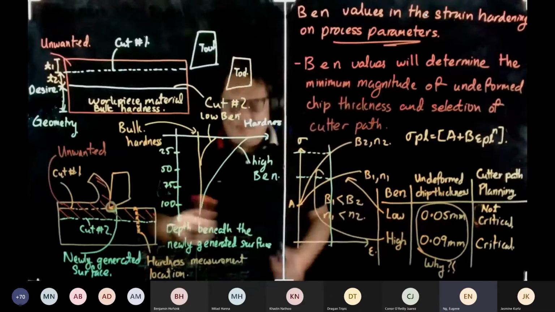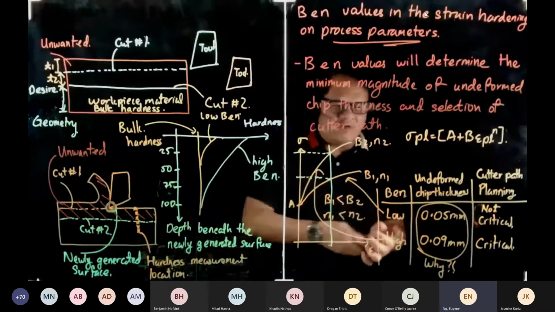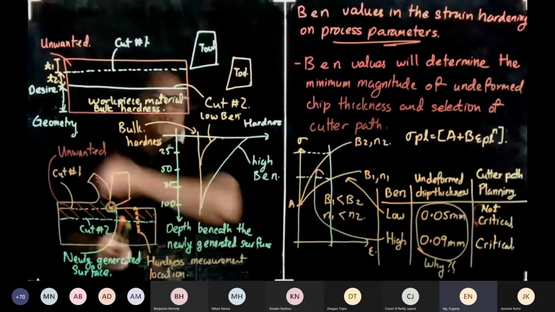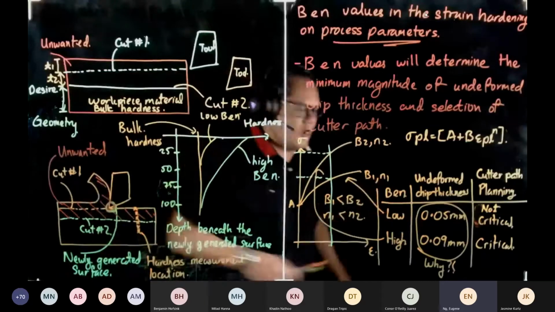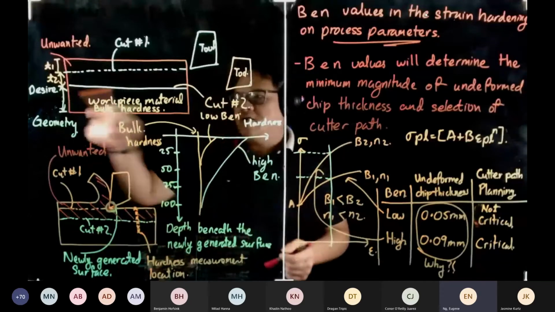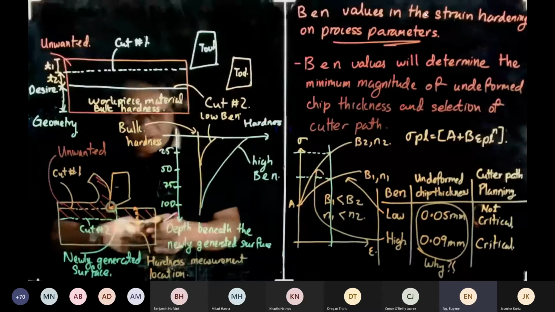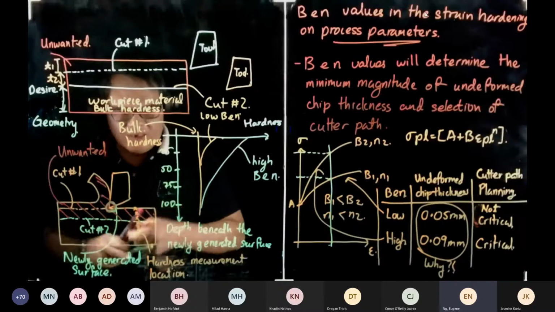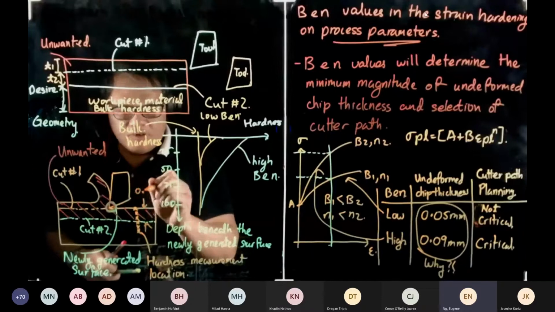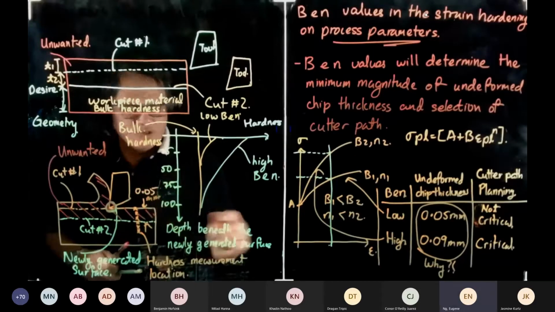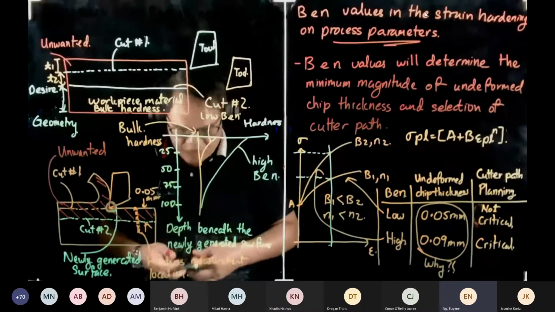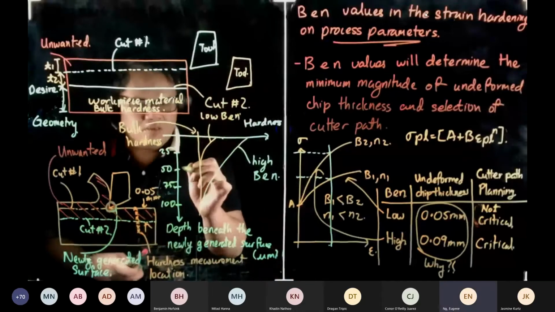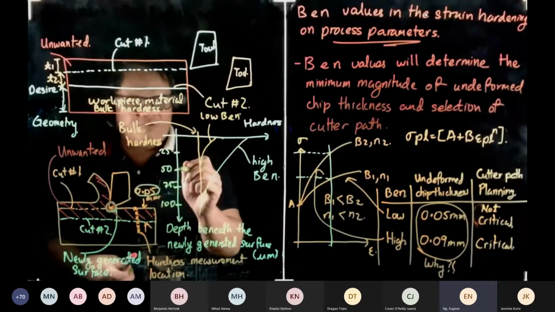If we were to take a 0.05 millimeters undeformed chip thickness, this is after our first pass. First pass done. We measure the hardness. Then the second pass, the cut number 2, we decide to do this height over here to be 0.05 millimeter. The depth beneath the surface over here is in micrometers. So when we take the next cut, 0.05 millimeters is 50 microns.